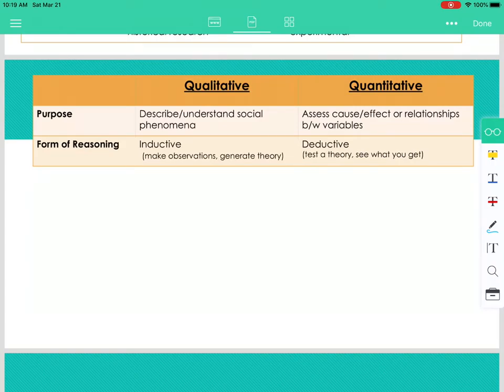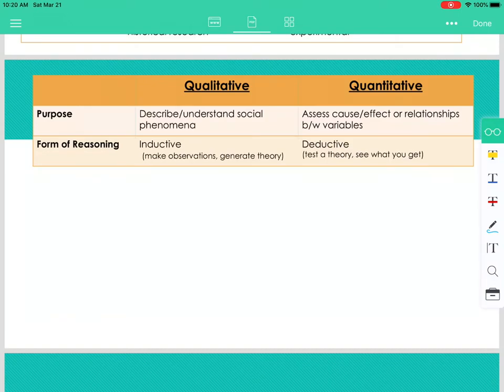For quantitative, the purpose, I'm looking more at cause and effect or relationships between variables. So if I'm doing quantitative, maybe I want to see relationships between variables. So really my basic question could be, how does age influence number of hours spent streaming online TV? Okay, so the purpose, that's going to shape what kind of research design you choose. And then the reasoning is very different. For a qualitative study, this is inductive.